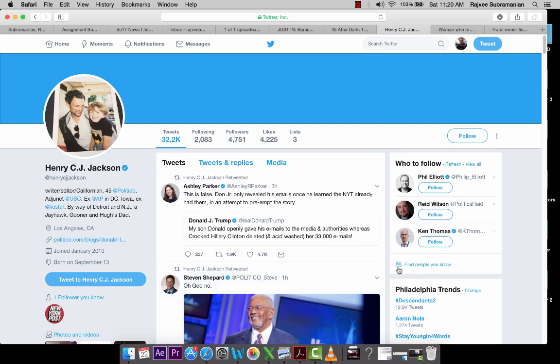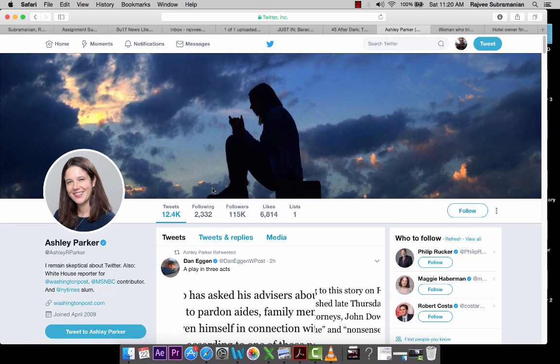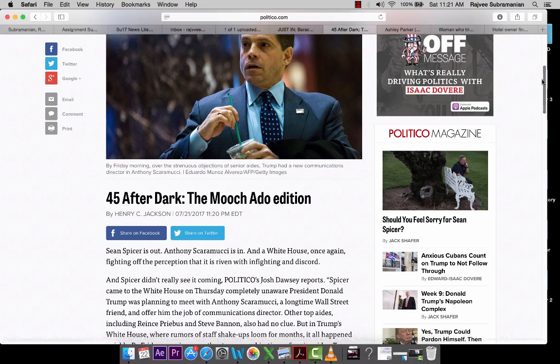This is false. Don Jr. only revealed his emails once he learned that New York Times already had them in an attempt to preempt the story. Donald Trump, my son Donald.